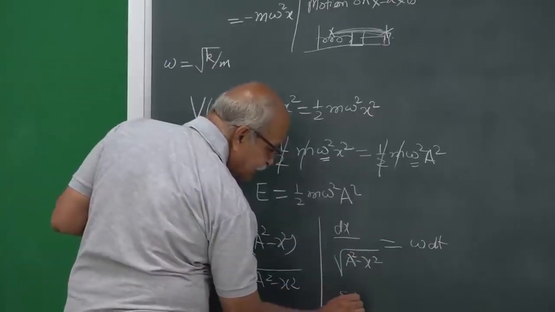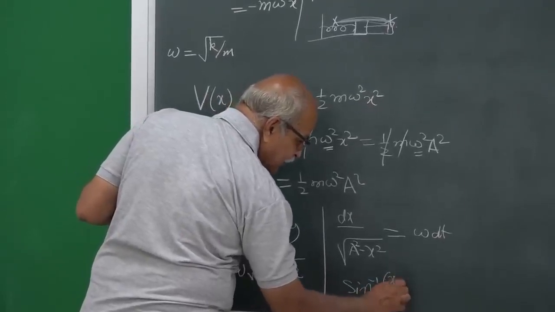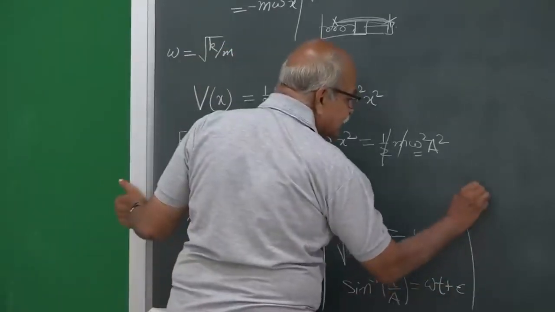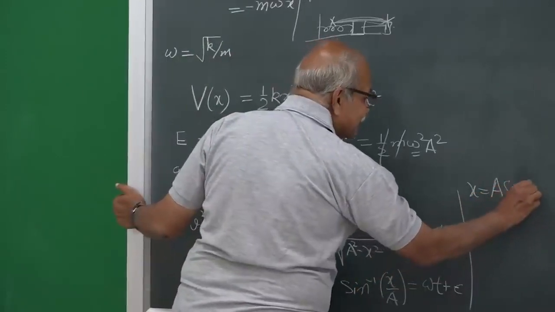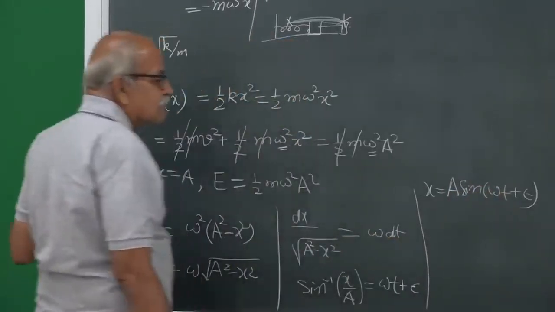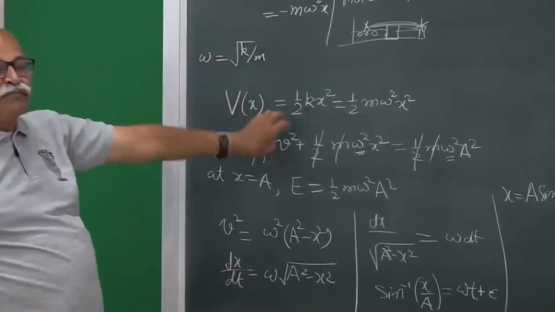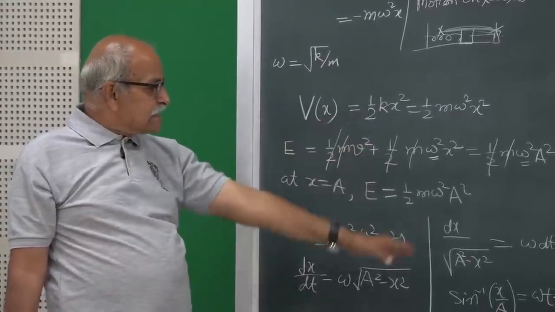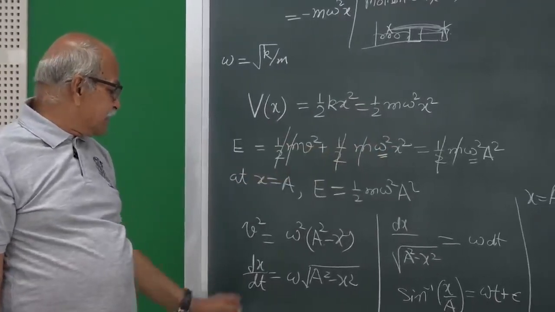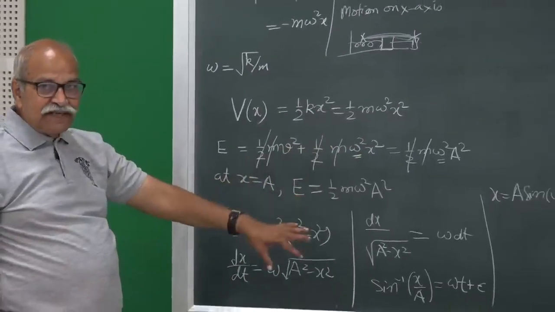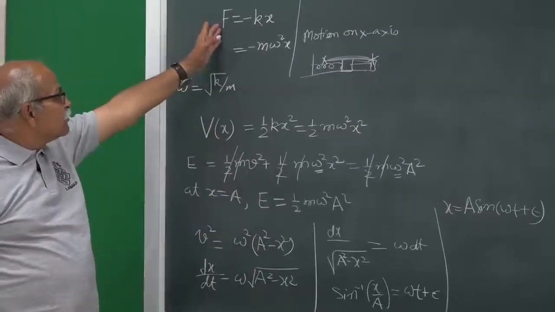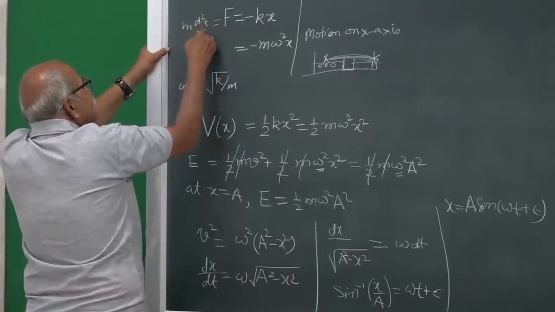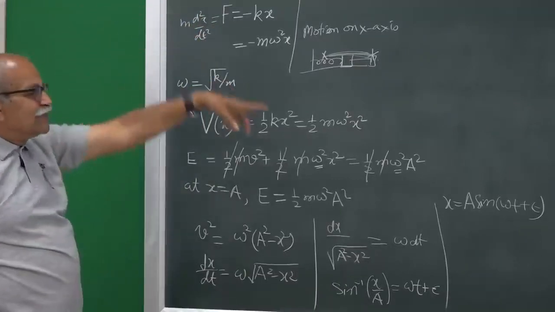What is that? This is sine inverse of x by A is equal to omega t plus some integration constant, and that tells you x is equal to capital A sine of omega t plus epsilon. So, this conservation of energy principle is quite a useful principle. You can see how easily I can get that displacement as a function of time, speed as a function of time, everything, v as a function of x, all those things we get from here. If you start from here and write this as m times d2x by dt square, we have to do a great deal of algebra to reach this point.